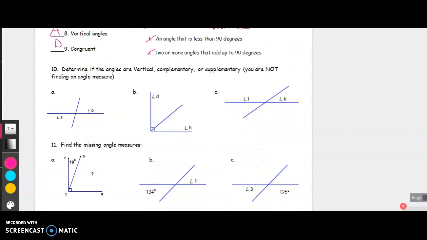Determine whether they're vertical, complementary, or supplementary. We're not finding the angle measure. So we're talking about these two that form those V's. Remember which one forms those V's? It's vertical. This one right here has our right angle, so automatically we know that is a complementary angle because they add to 90. Okay, and then C, we see it's a straight line. Remember, straight angles add up to 180, so this is supplementary.